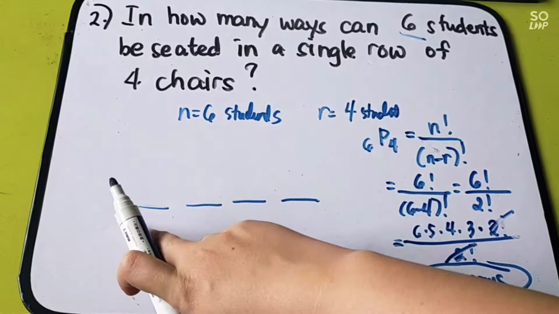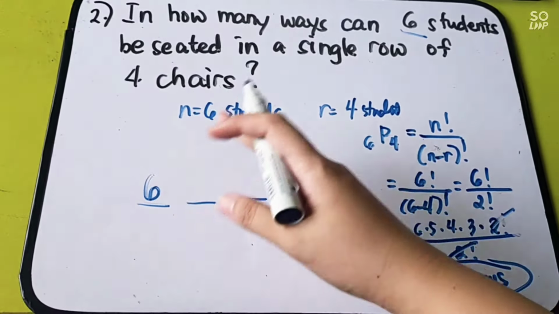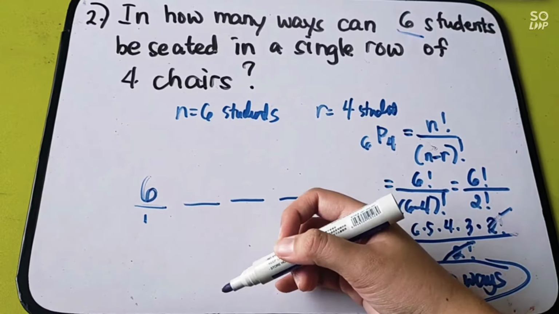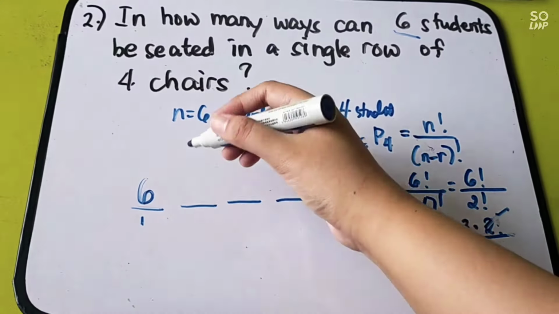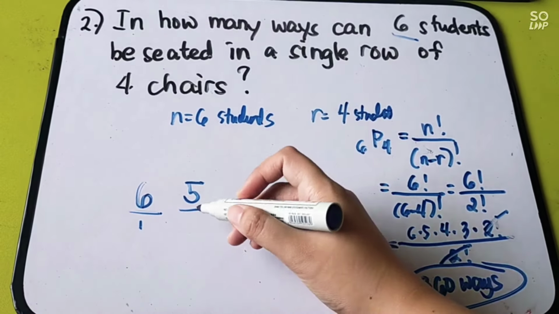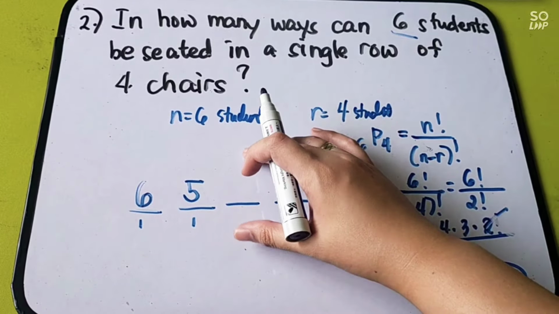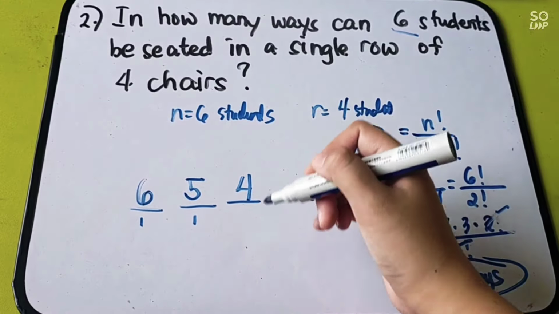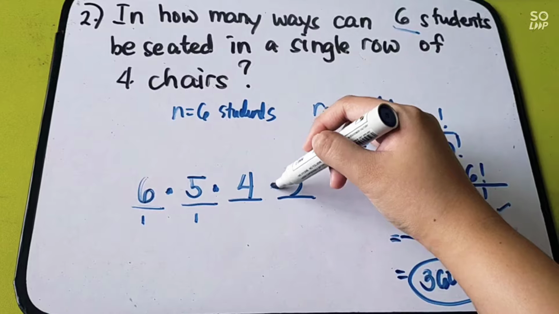So, syempre, doon sa unang pwesto, yung 6 students po pwede sila. Pwede sila lahat magpalit-palit dyan. Then, meron ka na ditong isa. So, syempre, sa susunod na upuan, nabawasan na ng isa, kaya magiging 5. Then, yung dalawa nakapwesto na. So, doon sa pangalawa, ilan na lang po ang pwedeng magpalit-palit dyan? So, we have 4. So, the next one, we have 3. Then, multiply mo lang. Ganun lang kasimple.